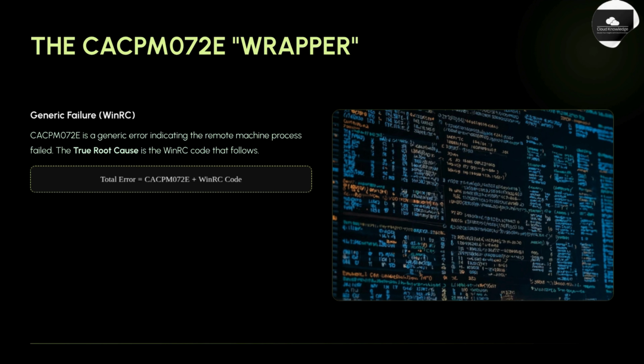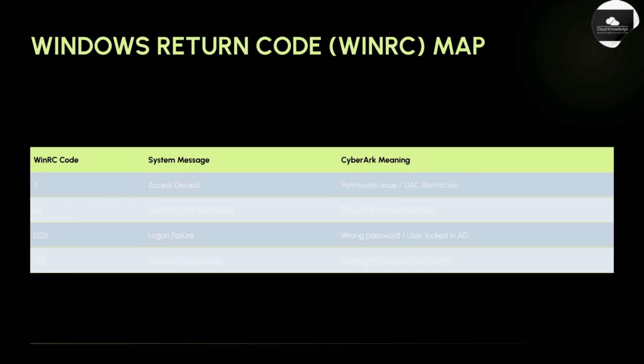Next, we move to Phase 2, decoding target system integration failures, covering network and operating system errors. CACPM 072E is a generic error, often referred to as a wrapper. The true root cause is the Windows return code or WinRC that follows it, indicating a remote machine process failure. Understanding the Windows return code map is crucial. For example, WinRC 5 is access denied, WinRC 53 is network path not found, and WinRC 1326 is logon failure.